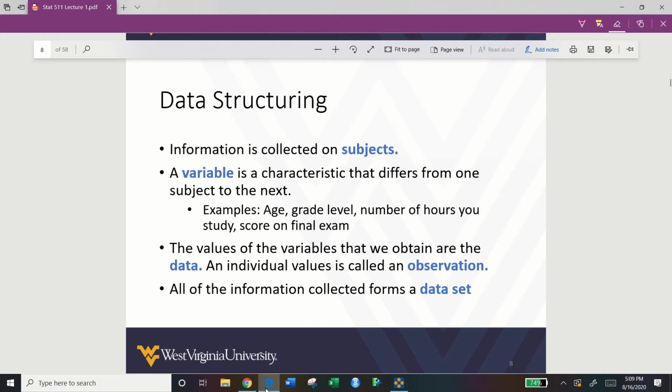So we have some information that is collected on various subjects. A variable is a characteristic that differs from one subject to the next. Examples include age, grade level, number of hours you study, score on a final exam. The list is infinite. The values of our variables that we obtain are the data. An individual value is called an observation. And then all of that information put together is what forms a data set.